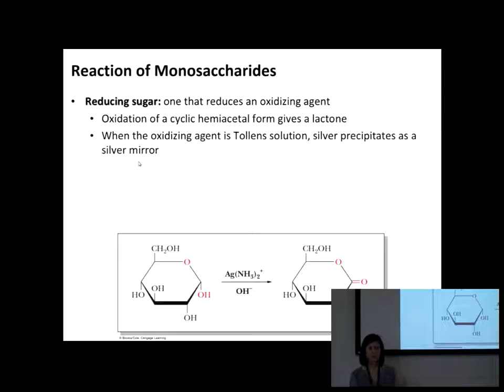Did anybody ever do this in a biochem or a biology lab to see if you have a reducing sugar? We did a different test. Did the other test? Yeah, that's the Benedict's one.